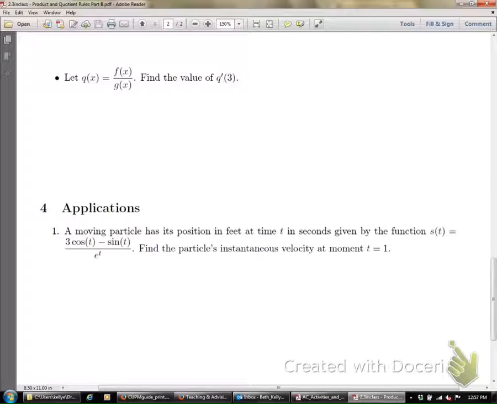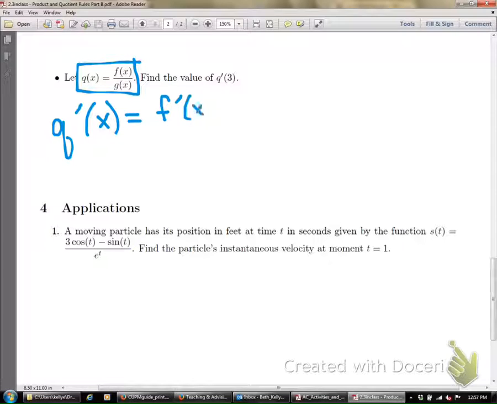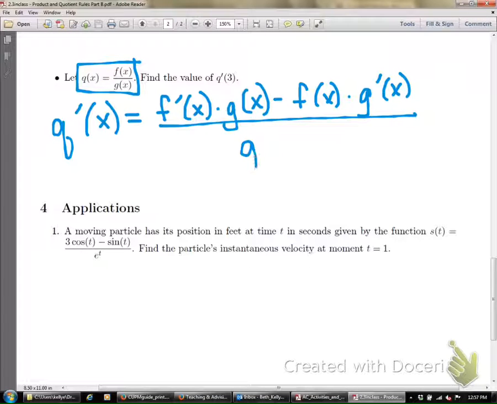All right. Let's do the same thing for this other function, q of x, because we want to find q prime of 3. So again, in order to find q prime of x, I look here at the definition and I realize that q of x is a quotient. So in order to find the derivative, I do f prime of x times g of x minus f of x times g prime of x divided by g of x squared.